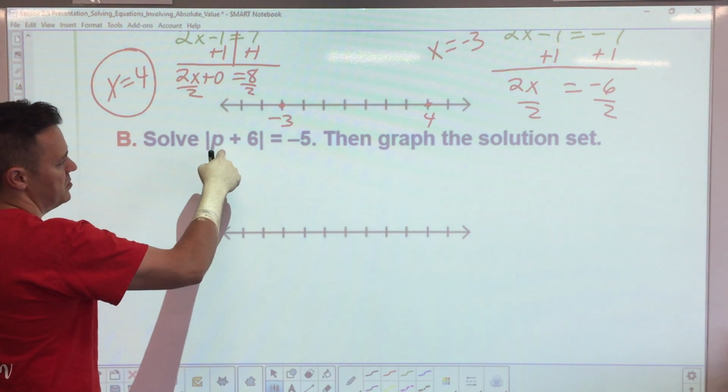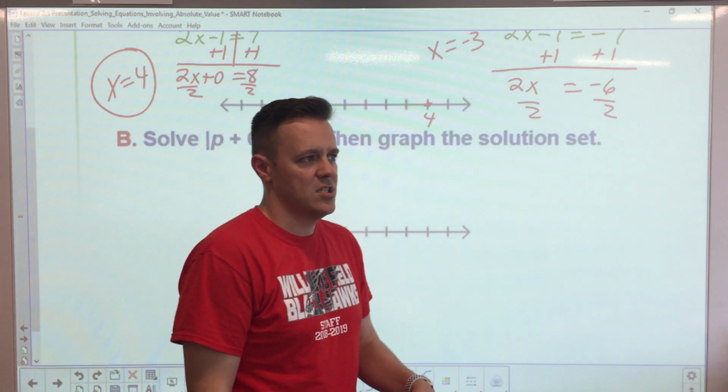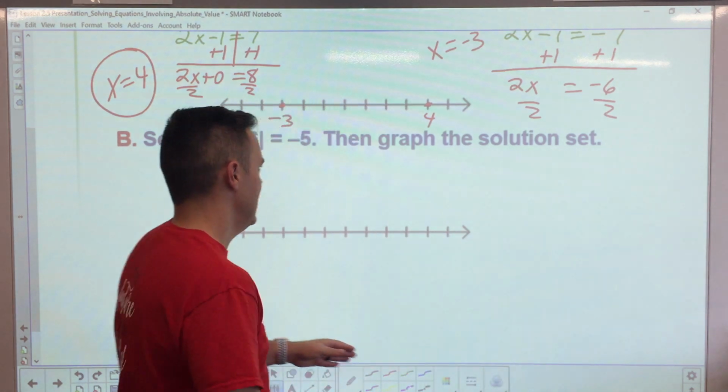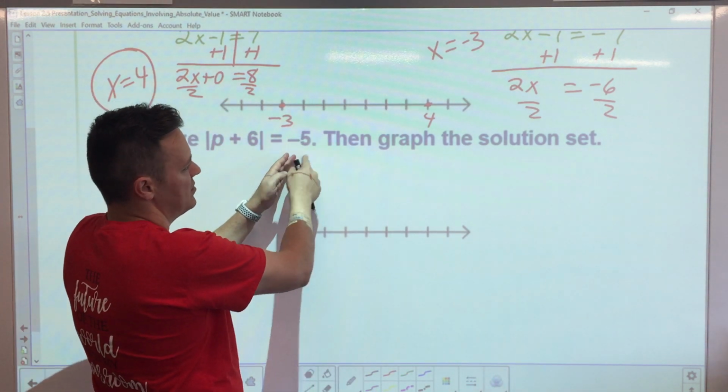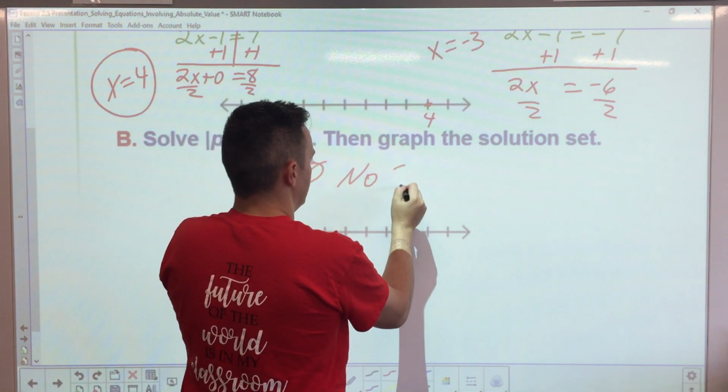Next, this one, p plus 6 equals negative 5. Here's my question to you, ladies and gentlemen. If it's an absolute value, can anything inside this absolute value equal a negative number? The answer is no. No solution, okay?